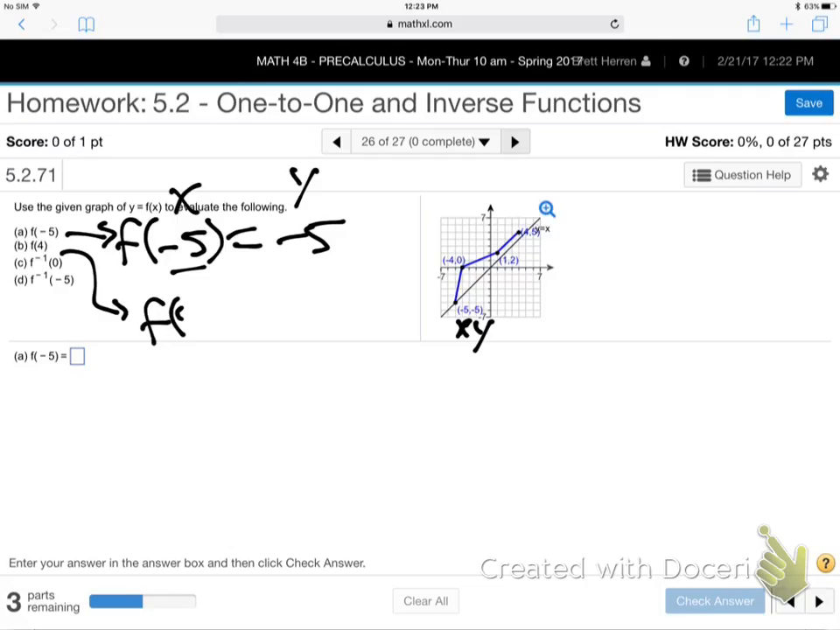Part B says what's f of 4? So x value 4 on the graph. Where is it? Here? Yeah, x. And it goes with the y value 5. That's all they want you to do.